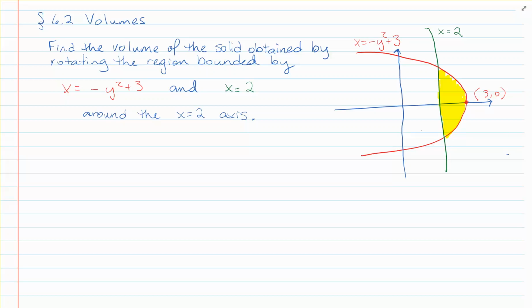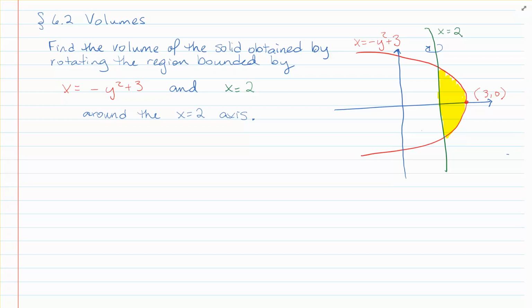All right, in section 6.2, we move into finding volumes by integrating instead of just areas. So this problem asks us to find the volume of the solid obtained by rotating the region, this yellow shaded region, bounded by x equals negative y squared plus 3, the red parabola, and x equals 2, the green line. So this is a region, and we're going to rotate that around the x equals 2 axis. So I will draw in a little arrow around the axis to indicate that we're rotating around that.